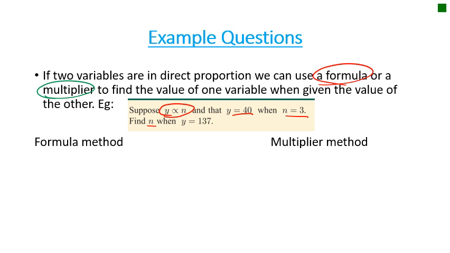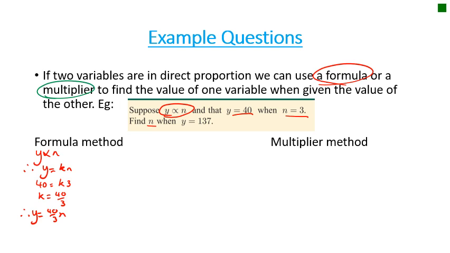The formula starts like this. We know that y is directly proportional to n. Therefore, y must equal kn. And if y is 40, that must equal k times 3, or 3k. That means that k must be 40 over 3. If k is 40 over 3, we can substitute that back into our formula, and we can say, therefore, y equals 40 over 3 n.